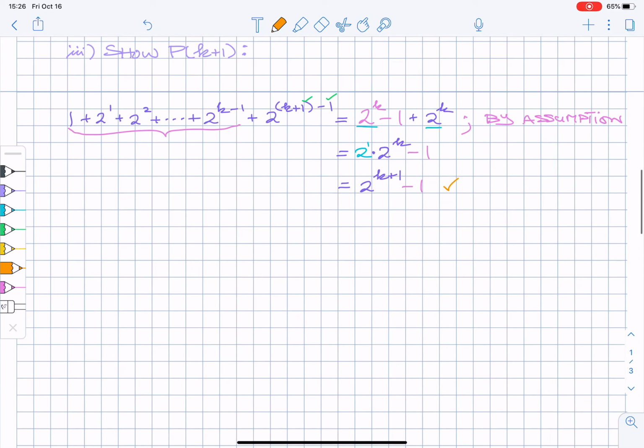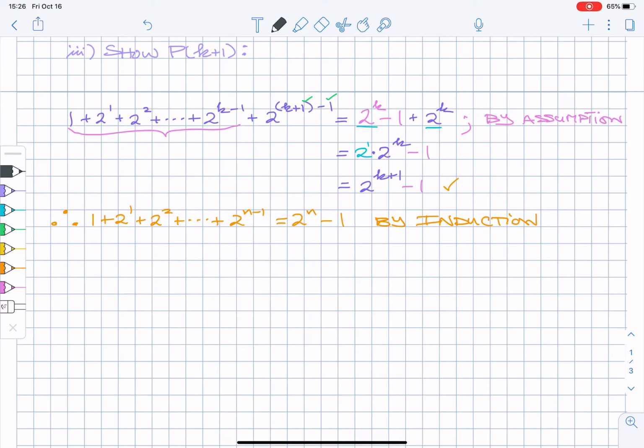So therefore, 1 plus 2 to the first plus 2 squared plus dot dot dot plus 2 to the n minus 1 is indeed equal to 2 to the n quantity minus 1 by induction. Sorry, that was n minus 1, that should be there in the exponent. We've shown it's true by induction.